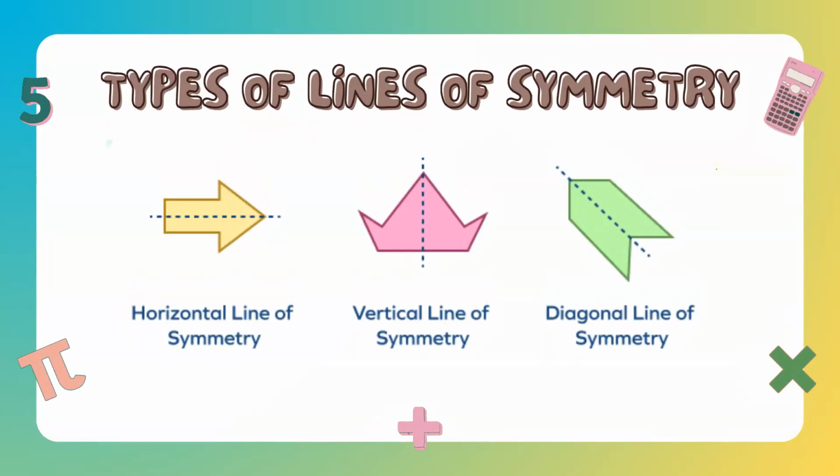And there are types of line of symmetry. I just put 3 examples because there are more shapes, so I just put a little bit only. The first one is a horizontal line of symmetry, the second one is a vertical line of symmetry, and the third one is a diagonal line of symmetry.